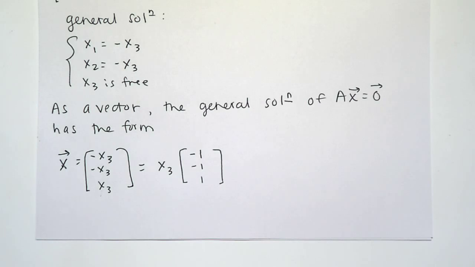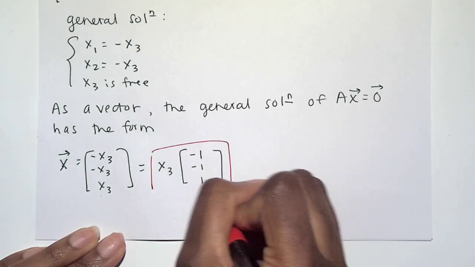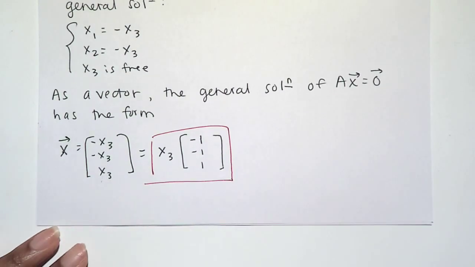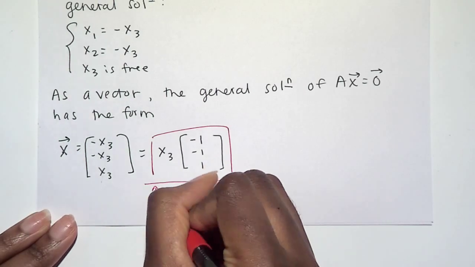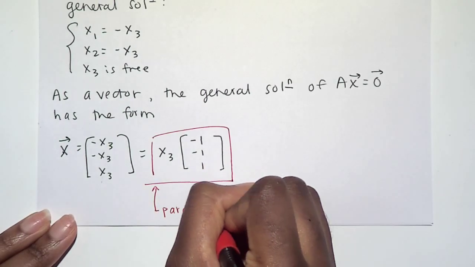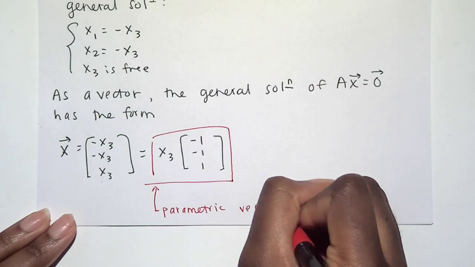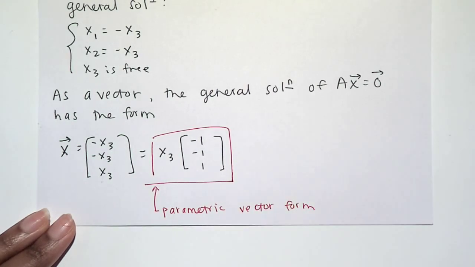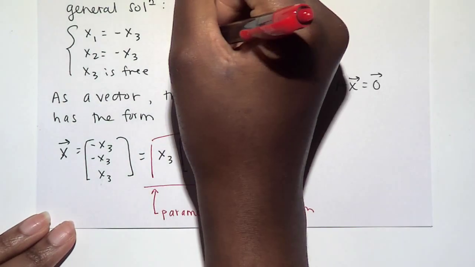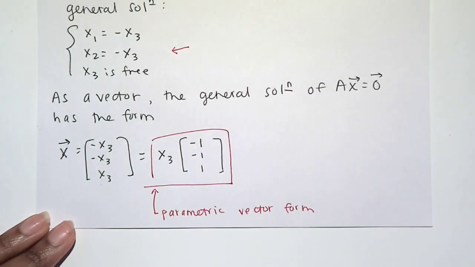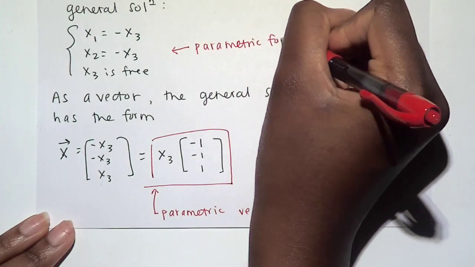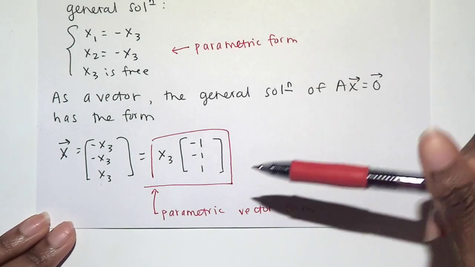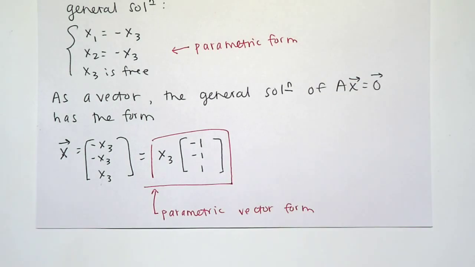All right, and so this particular form that we have written here is called parametric vector form. Remember what we had before, just writing the general solution like this was called parametric form. Now that we've written it so that it looks like a vector, it's called parametric vector form.